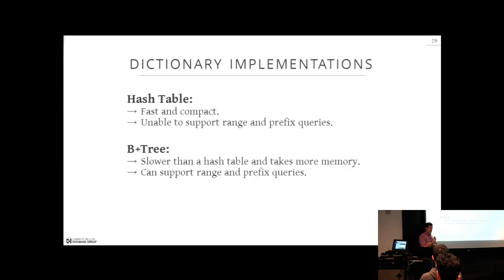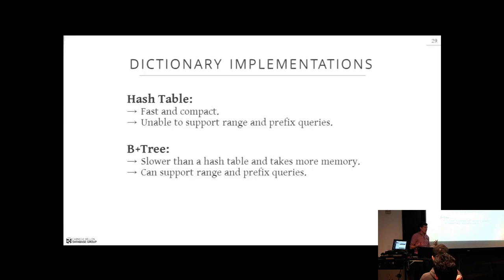If we hash the values, unless we maintain additional metadata about the sort order of the hash keys, we have no way to do the range queries that we want. With the B+ tree or any kind of tree index, it's going to be slower than a hash table, and it's going to definitely use more memory, but it's going to satisfy our range and prefix queries that we need. And that's essentially that we're going to make a decision to choose this over this. And this is what they used in the paper.